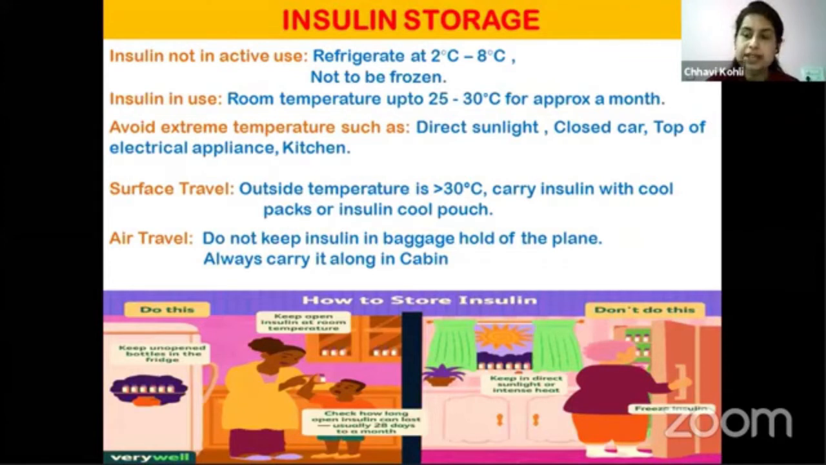While traveling, it is important to carry insulin in a safe manner. If traveling on the surface and the outside temperature is more than 30 degrees centigrade, it is safe to carry insulin in cool pouches or gel pouches, or in a thermos. During air travel, insulin should never be kept in the check-in baggage. It should always be carried in the cabin in the handbag.